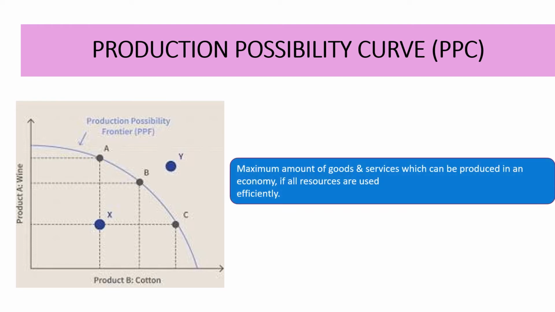Just to understand, the PPC curve represents the maximum amount of goods and services which can be produced in an economy. So in simpler terms, what you need to understand is that it represents the productive capacity, the maximum output of an economy.